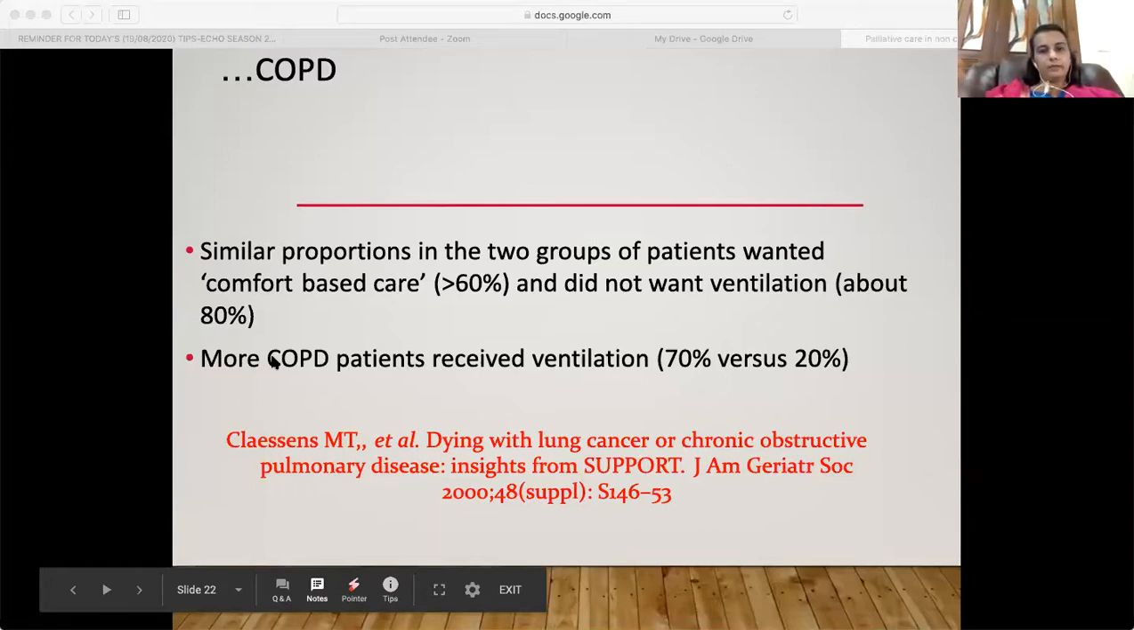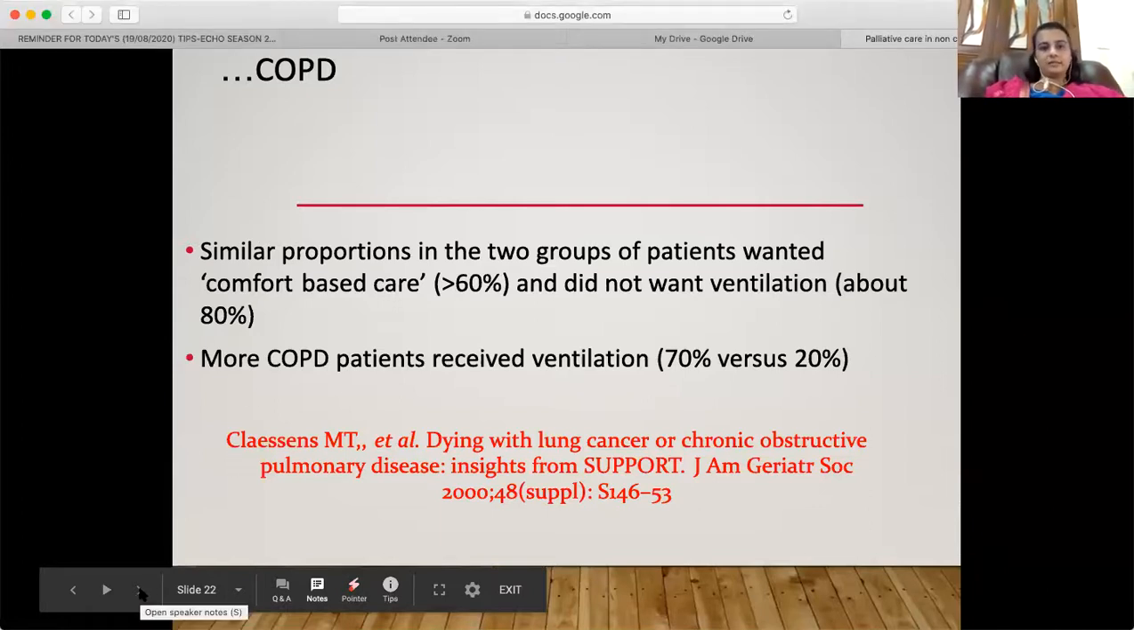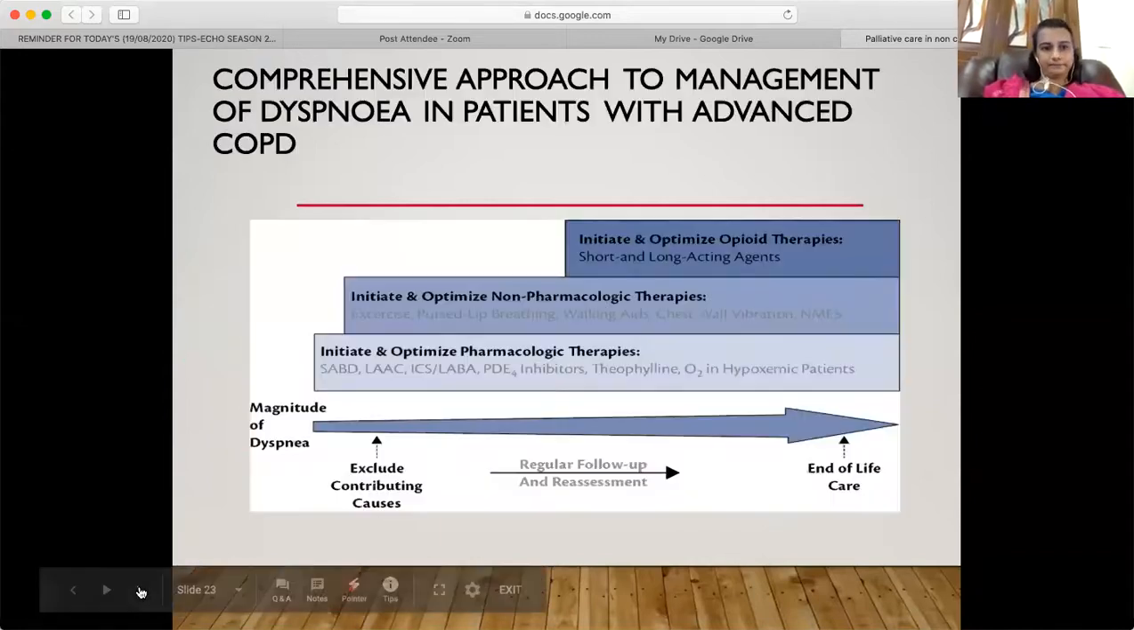But eventually, as they continued the study, what they found was that more patients with COPD received ventilation as compared to those with lung cancer. So even though this question was asked as a part of the study, it was not translated into clinical practice. More COPD patients, 70%, received ventilation as compared to 20% of cancer patients.